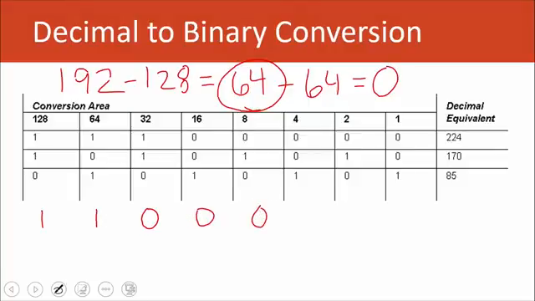There's nothing remaining, so I can't even subtract 8, or 4, or 2, or 1. And so, of course, my decimal equivalent for this would be 192.